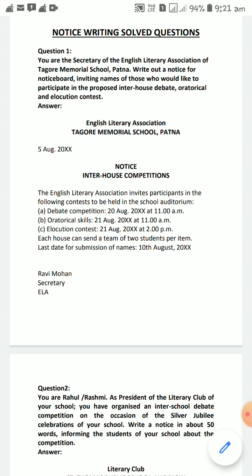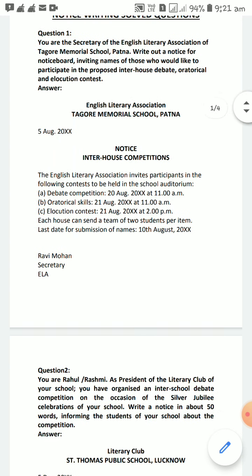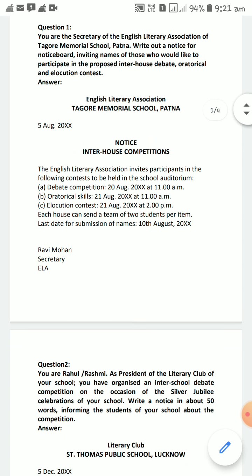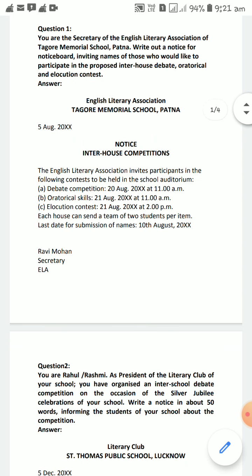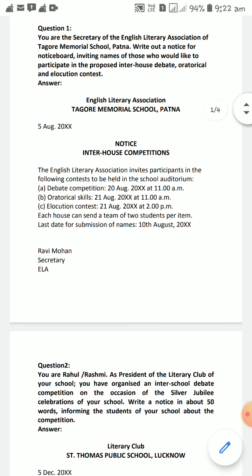Next line you write the title or the heading. Remember, it is very very important. Even in my instruction I told you regarding title and notice. These two words are very very important. See, inter-house competitions. Now you will come to the main body of the notice. So how will you start? The English Literary Association invites participants in the following contests to be held in the school auditorium.